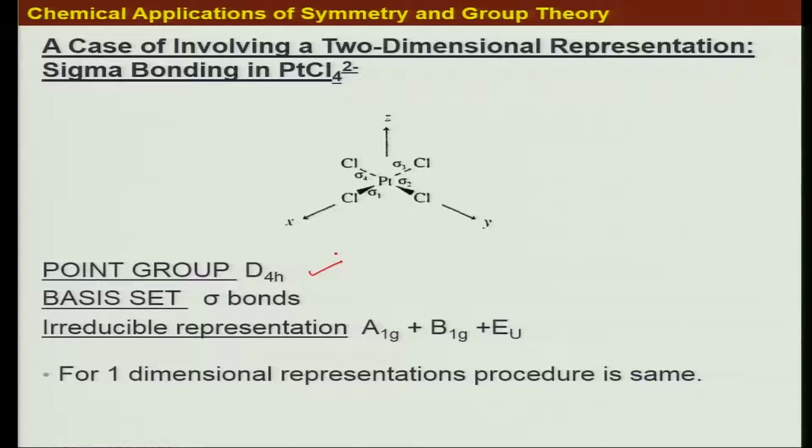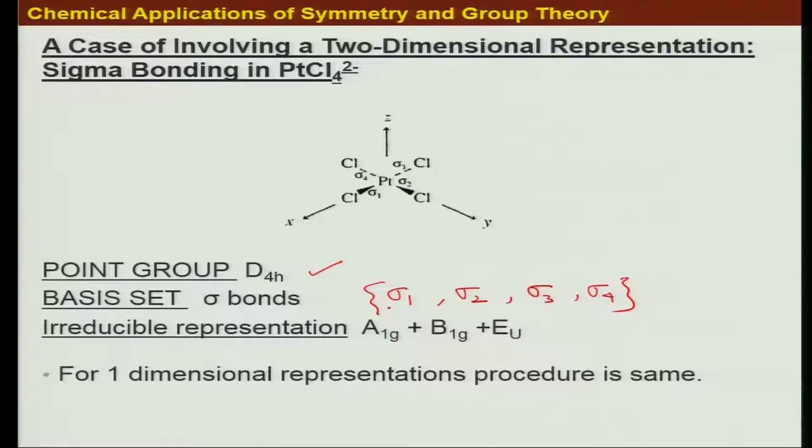Then we have to choose the basis function. Here also we will consider the 4 sigma bonds, taken to be sigma 1, sigma 2, sigma 3 and sigma 4, and we will use these as my basis functions. So sigma 1, sigma 2, sigma 3 and sigma 4 will constitute my basis set. That was my step 2, and it is still not complete. Using this basis set we have to form a representation, fine.